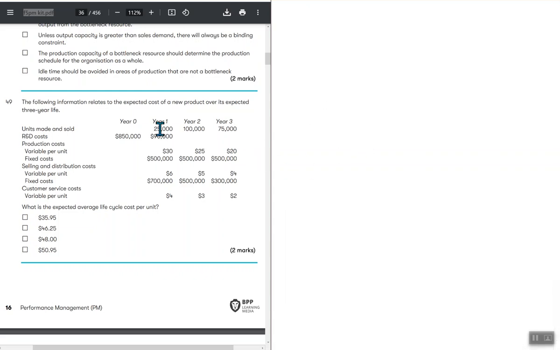What I will do is first find variable cost, which is 25,000 multiplied by, remember, you don't have to multiply each of them separately, just add them together. It will save a lot of time. So 30 plus 60 plus 4. So I'm adding all the variable costs per unit. And then in second year, multiply by 25 plus 5 plus 3, and then 75,000 multiply by 20 plus 4 plus 2.